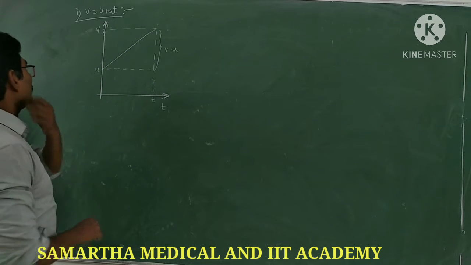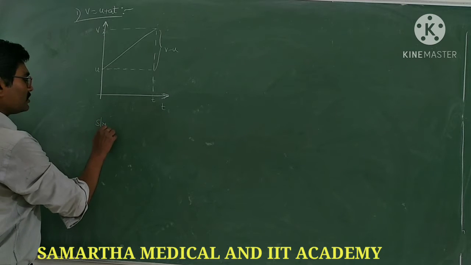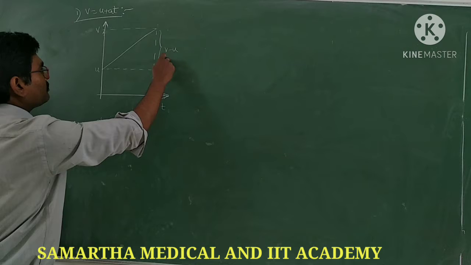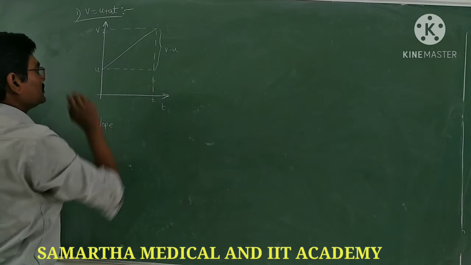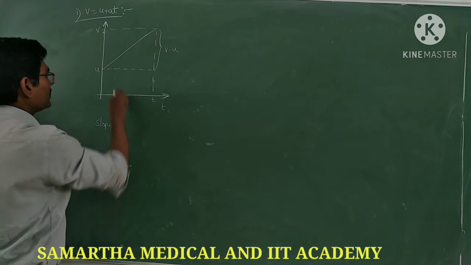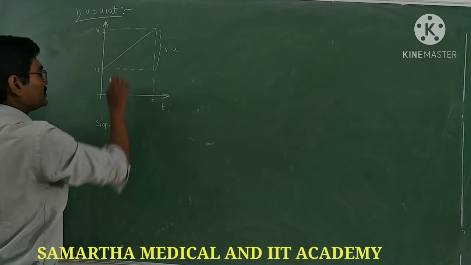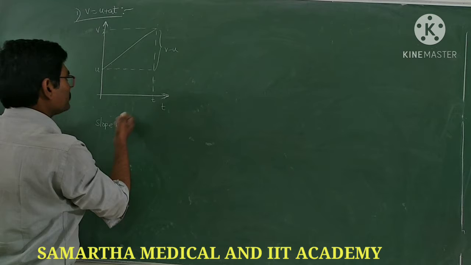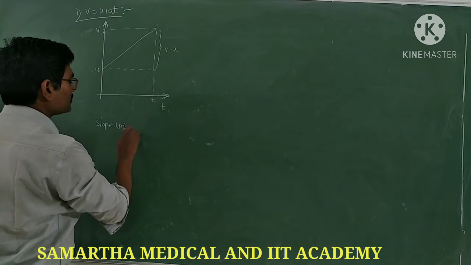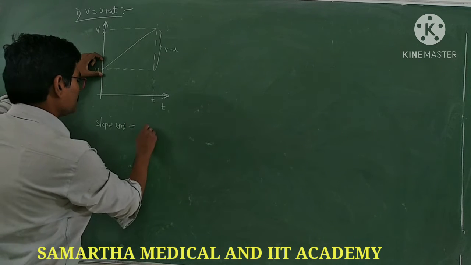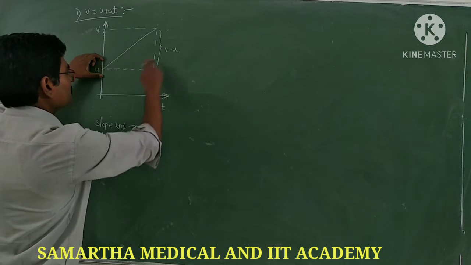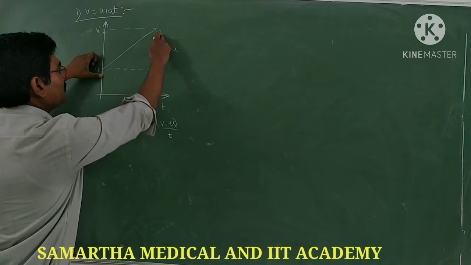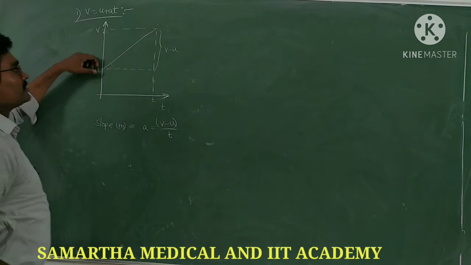So now I want to calculate the slope of the curve. Slope of this curve is equal to opposite by adjacent side, so slope is equal to tan theta. What is tan theta? Opposite side by adjacent side. So you can write slope m is equal to what? M gives you acceleration. A is equal to v minus u by t, change in velocity by time taken. That is the slope of the curve.